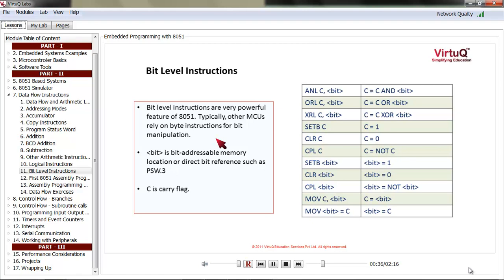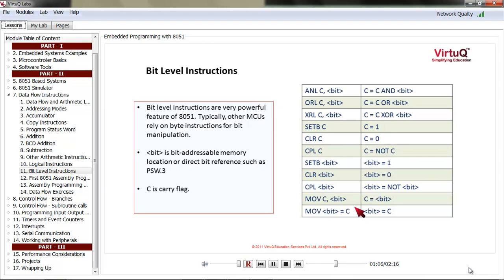As you can see here, like other logical instructions, there are two categories of bit level instructions. The first one is binary instructions, then the second one is unary instructions. So in binary instructions, you can perform bit by bit AND, OR, XOR kind of operations. Other binary instructions are copy instructions, like MOV C, some particular bit. So in that case, carry flag will have the corresponding bit, or vice versa.